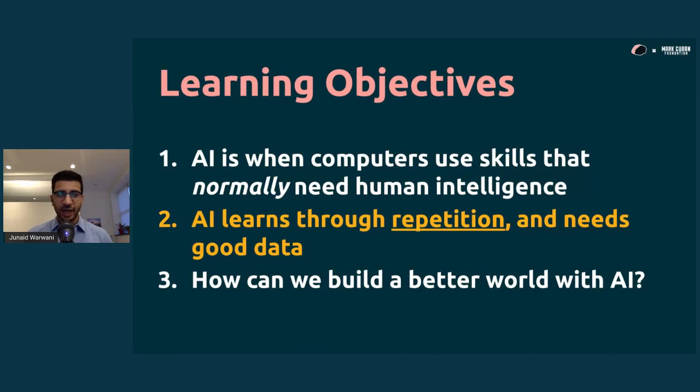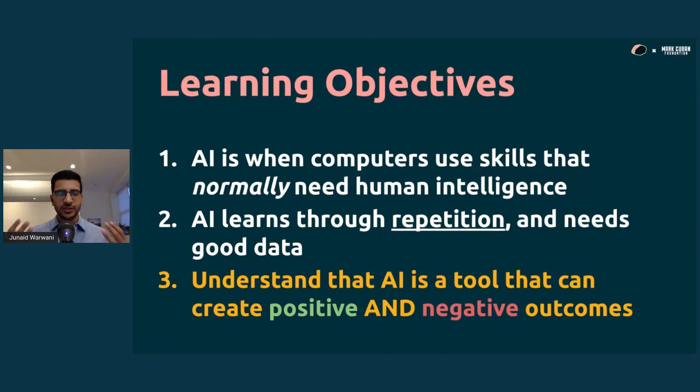And finally, how can we build a better world with AI? Well, it's up to us to understand that AI is a tool that can create both positive and negative outcomes. We need to have conversations about these outcomes, and we as a society decide what guardrails we are going to put in place so that AI does more of the positive and less of the negative.